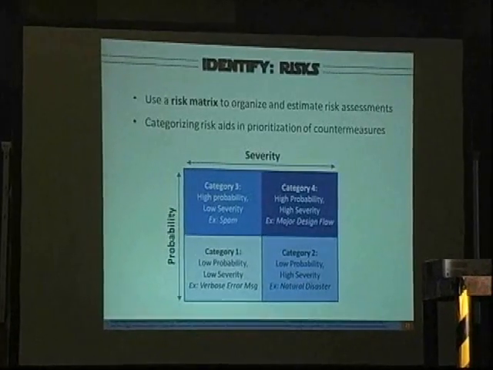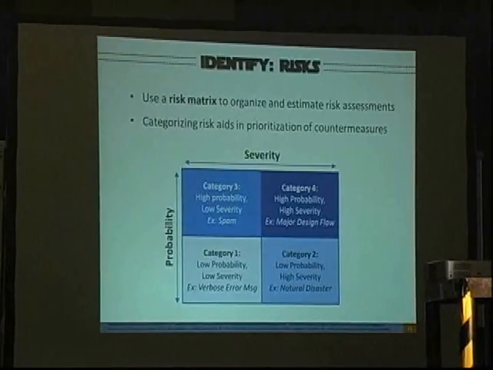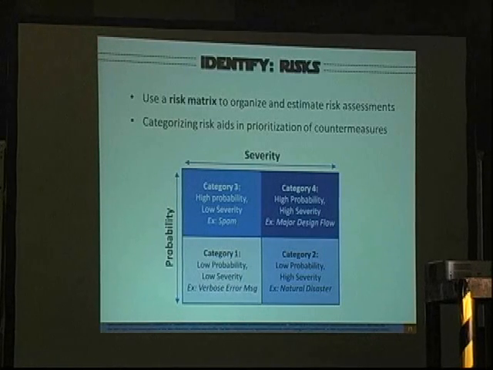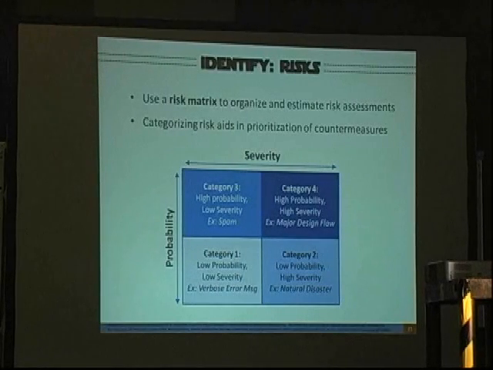So category 1, we've got low probability, low severity, like information disclosure. Oh, I go to the website, I malform the address, it gives me a verbose error message back from the server. Not a good thing, but it's not the end of the world.